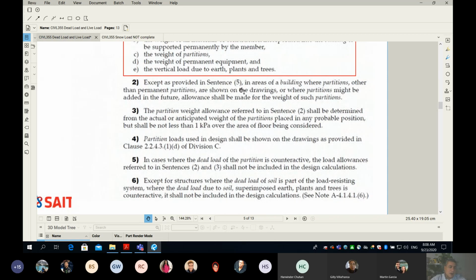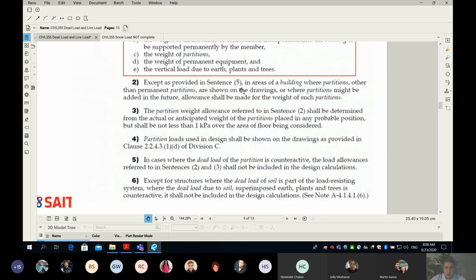And guys, here's my advice for you. As soon as you come across the word except, stop. Don't even continue reading statement number 2. Because if it refers you to statement number 5, then right away you go from number 2 to number 5 and read and understand what the exception is.